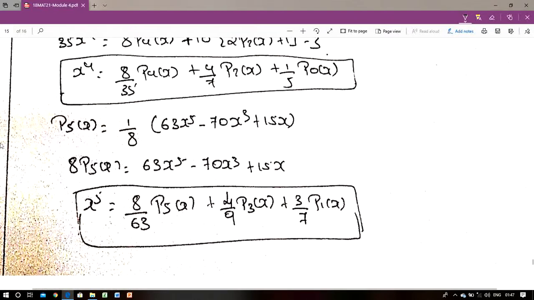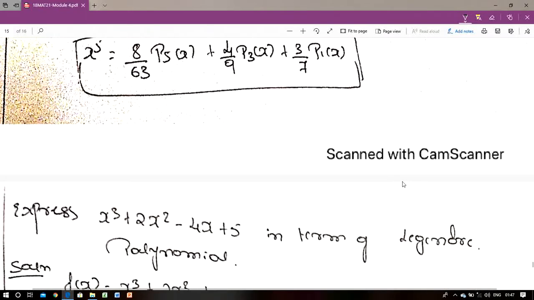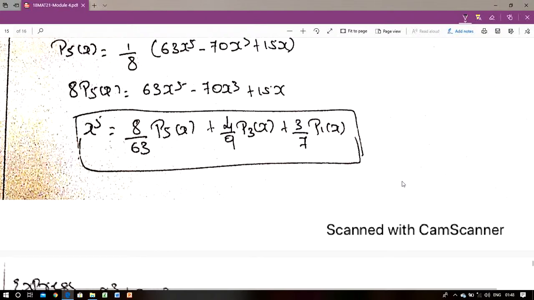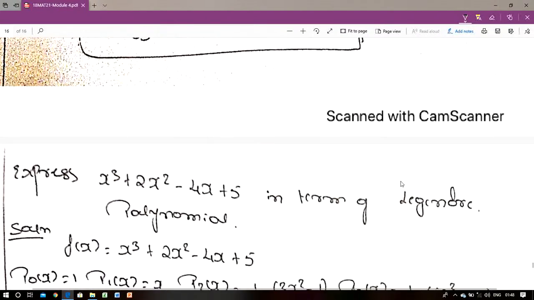In the same way, using P5 of x, we have to find x to the power of 5. x to the power of 5 can be written as 8 by 63 into P5 of x plus 4 by 9 into P3 of x plus 3 by 7 into P1 of x. Okay, now these are the values. Now using these values, next we have to solve the problems.